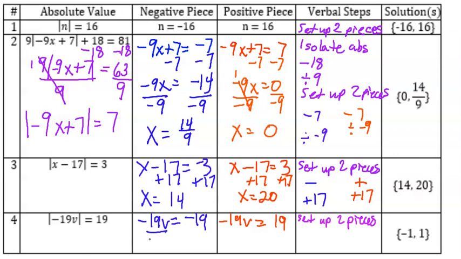Okay, let's solve for v. For the negative piece, divide by negative 19 on each side. So I have 1v equals 1. And then for the positive piece, we also divide each term by negative 19. So I have 1v equals negative 1. We don't have to check for extraneous solutions because there are no variables on the outside of the absolute value. So our solutions are negative 1 and positive 1.